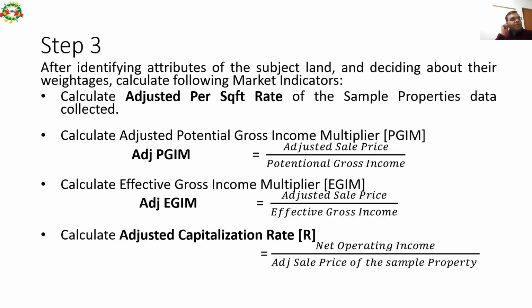The next step of this method is step number 3. After identifying attributes of the subject land and deciding about their weightages, calculate the following market indicators. Whatever attributes we have identified as per step number 1, we then have to make the necessary adjustments in the per square feet land rate of the subject property. Then we have to calculate the adjusted per square feet rate of the sample properties data collected.